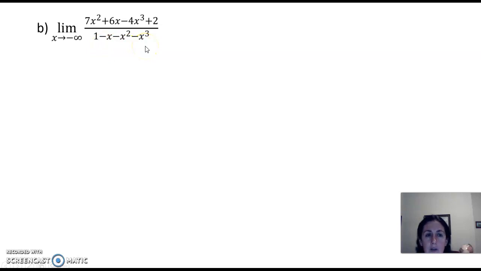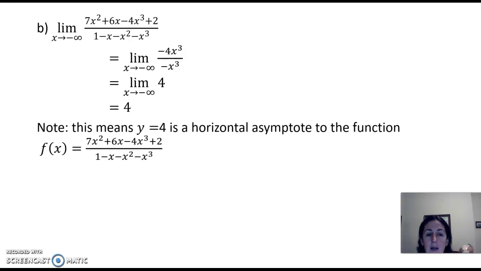So again, what we're going to do is take the biggest variable term in the top, which will be x cubed, so negative 4x cubed, and the biggest x value in the bottom, which will be negative x cubed here, and we'll just make a new fraction, biggest term over biggest term, and reduce. The x cubes cancel, and negative 4 over negative 1 becomes a 4. And so as x increases negative without bound, 4 remains as 4. And that does mean that y equals 4 is a horizontal asymptote of this rational function here.